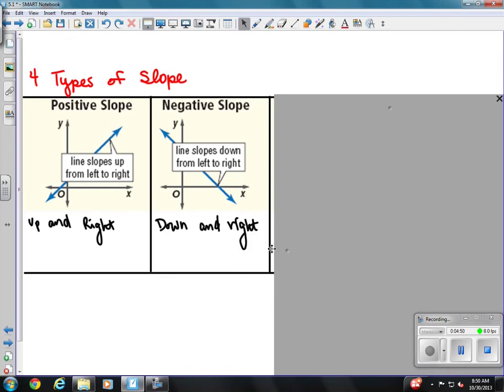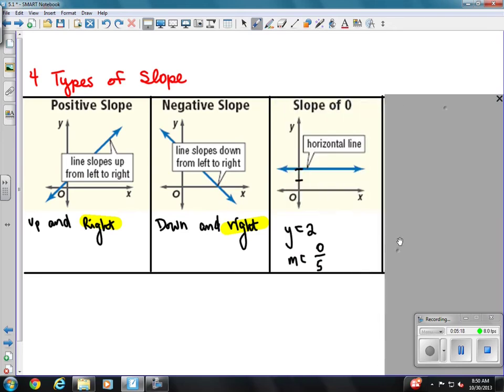Negative slope goes down to the right. And if you notice, one thing is that they're both going right: up and right, and down and right. That's because if you go down and left, you're back to being a positive slope, because it's like two negatives make a positive. So for your positive and negative slopes, it all refers to the right: up and right, down and right.